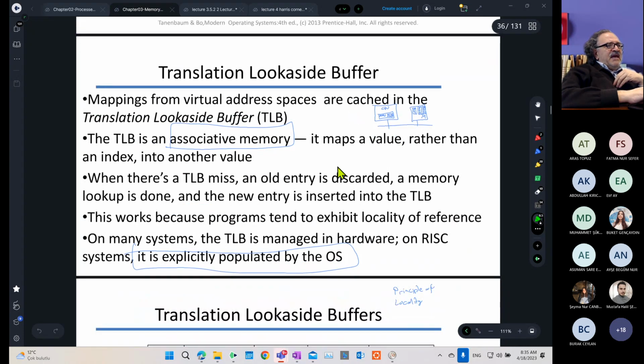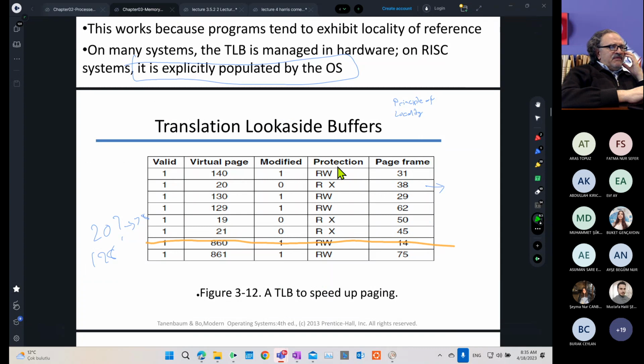It's like a cached version of the page table. My translation look-aside buffer is a small cached portion of the page table. I only keep a limited amount of page table entries here. Indexing is done by the virtual page. I ask the question, do you have virtual page number 20? It says yes. And when it says yes, what is the page frame for that? It's 38, so I got it.